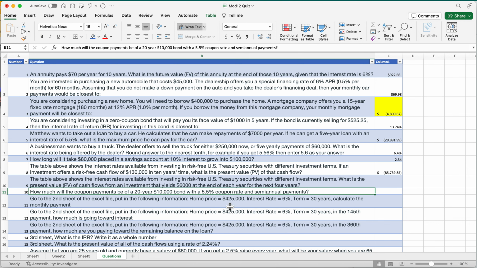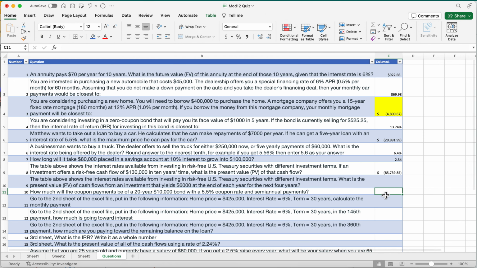How much will the coupon payment be of a 20-year $10,000 loan with a 5.5% coupon rate and semi-annual payments? So here's the deal. I'm asking for the coupon payments. I am telling you that I'm paying a 5.5% coupon rate. This percentage is based off of the bond, so I'm going to pay you 5.5% of the bond. That's just 10,000 times 5.5%.